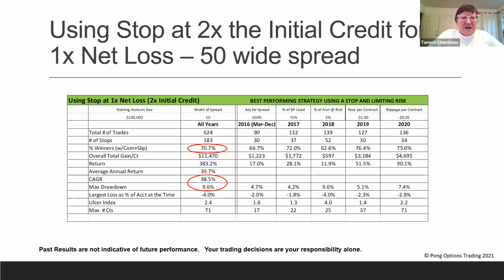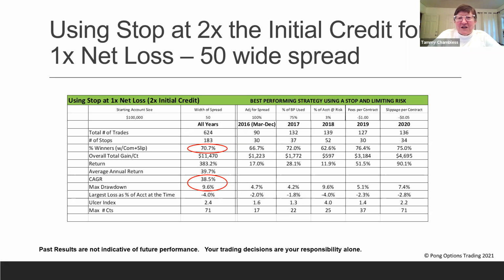just trading SPX. And the max drawdown is exactly the same as SPX on a typical year, or on an average. So you're not increasing your risk, and with 70% winners on this strategy, and that's risking 3% of your account using 75% of your buying power, you're able to achieve an average annual return of 38%.